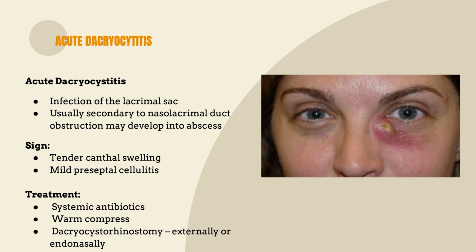For the treatment, antibiotic therapy is usually prescribed, but surgery is the definitive treatment. Pediatric dacryocystitis may respond to probing or Crigler massage. But adult dacryocystitis requires dacryocystorhinostomy, which is usually performed either externally or endonasally.